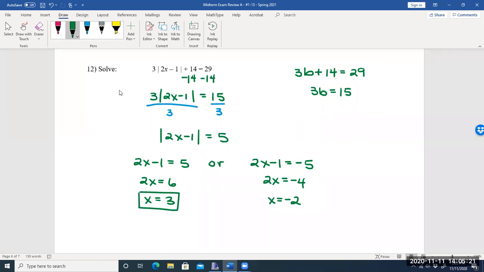They both work. If you plug in 3, you get a 5 inside the bars, and the absolute value of 5 is 5. If you plug in negative 2, you get negative 5, but that's okay because that's inside absolute value bars. And the absolute value of negative 5 is still 5.